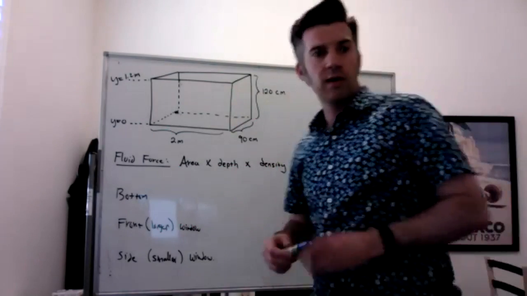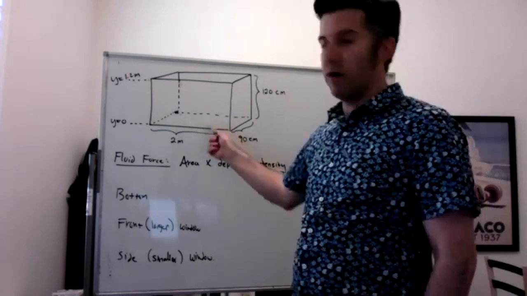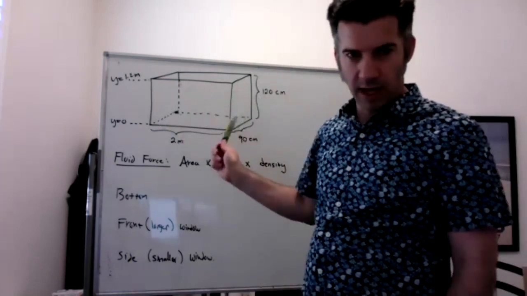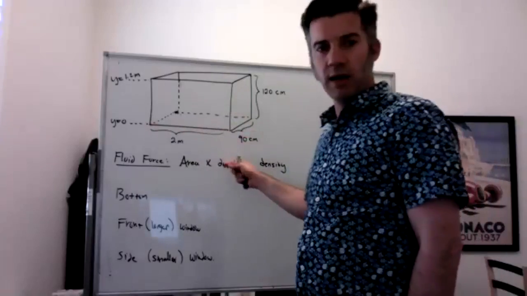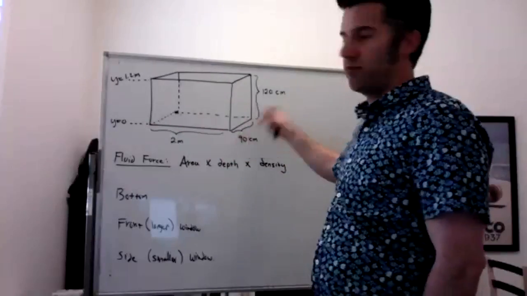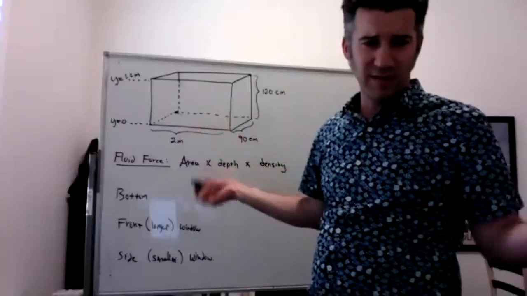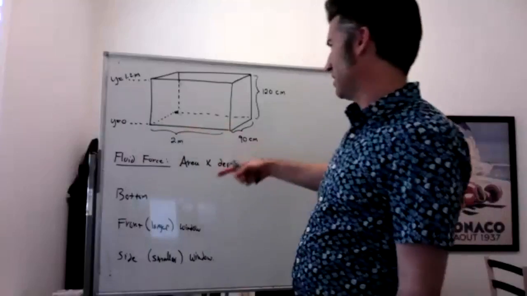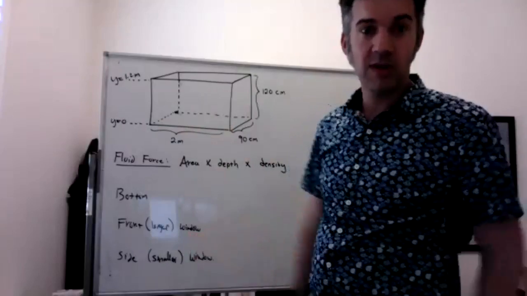We want to find the fluid force on the bottom of this tank. So this is the aquarium tank filled with water. It's 2 meters wide. It's 90 centimeters deep. I don't know, long, wide. People use different names for things. It's 2 meters long. It's 90 centimeters wide. It's 120 centimeters tall or deep, I suppose.